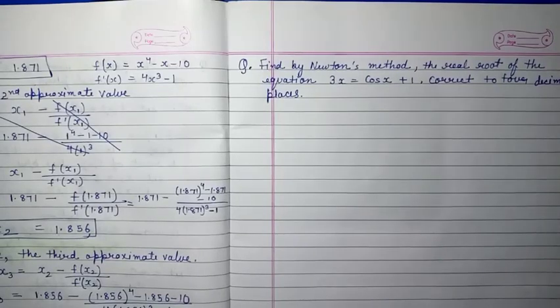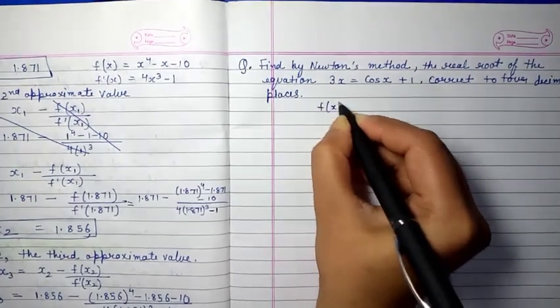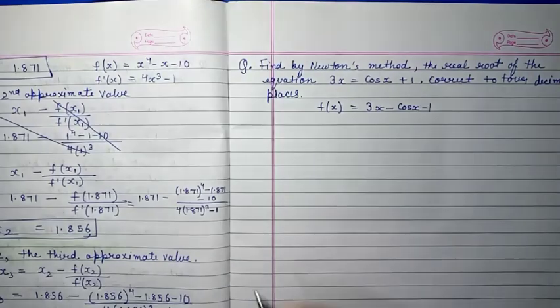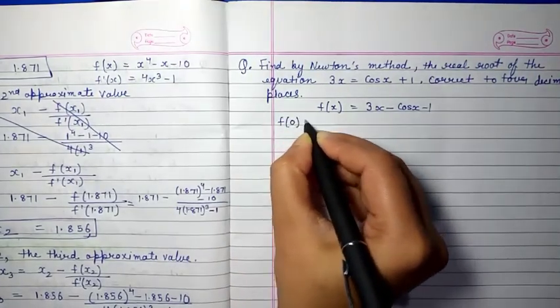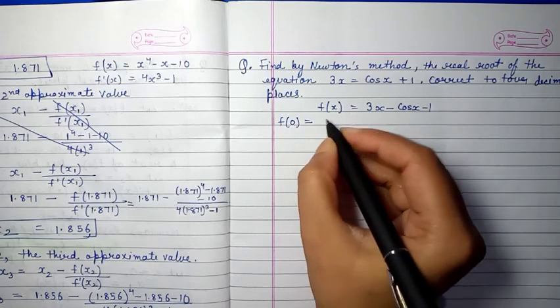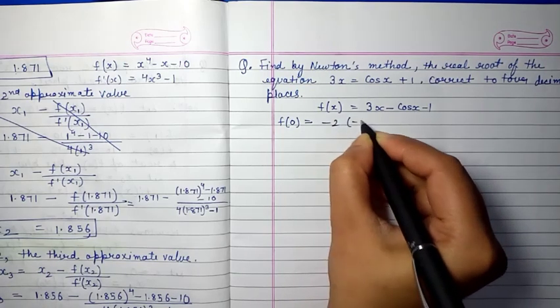Okay students, this is our next question. Find by Newton's method the real root of the equation 3x equal to cos x plus 1 correct to 4 decimal places. So here our f(x) is 3x minus cos x minus 1. This is our f(x). If we put 0 here, then cos 0 is 1, and minus 1, it will become minus 2, that is negative.